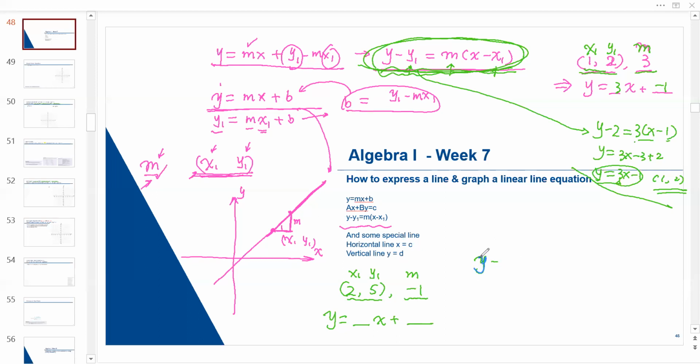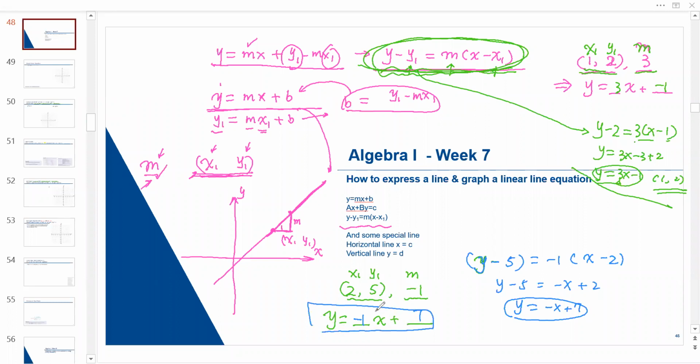So it's y minus y1, which is 5, equals the slope -1 times x minus x1, and x1 is 2. All right, so we distribute it inside: -x plus 2, right? All right, so move the 5 to the right. So -x plus 7. That's the answer. Here is -1, so the slope is -1, right? The slope is just put here. So it's -x plus 7.